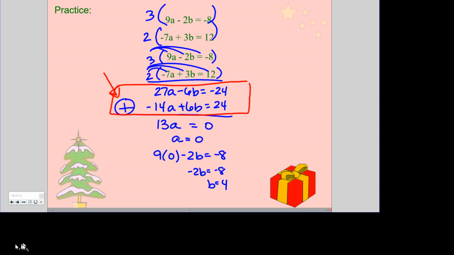Now, we haven't seen one with variables other than x and y in it yet. When you write them as a point, you would just write them in alphabetical order, so a comma b. Or for a problem like this, just leaving it a equals 0 and b equals 4, and not writing it as an ordered pair would be okay for my class.